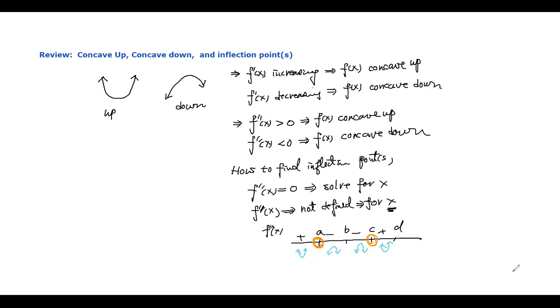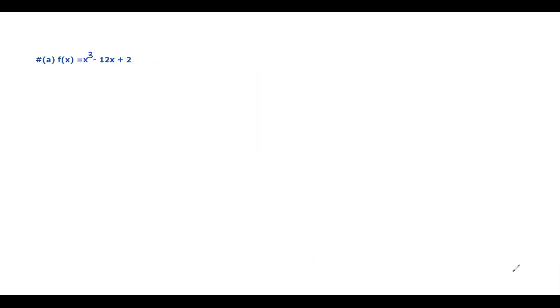Okay, so let's start. We have 5 problems. Let's try to get it done here. Okay, so remember, like I said, it's very, very mechanical, and you need to be good at your derivatives, right? If you're not good at your derivatives, it's a good time to review it. Okay, so first we always take the first derivative, so f prime x.